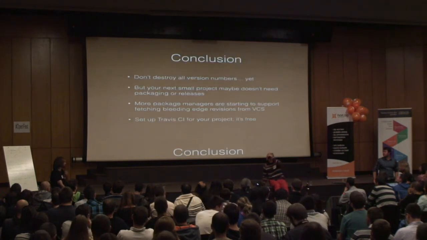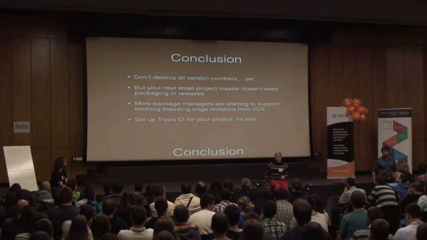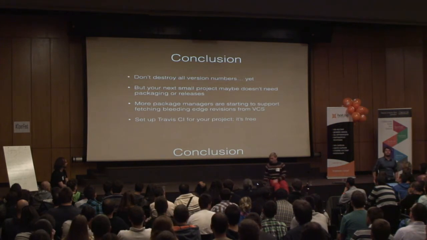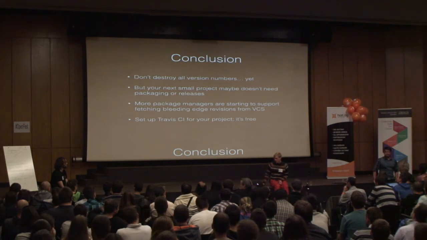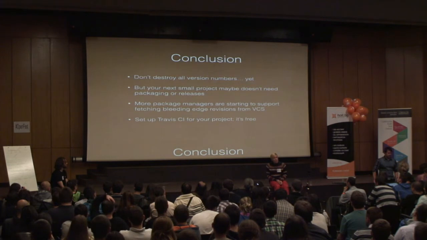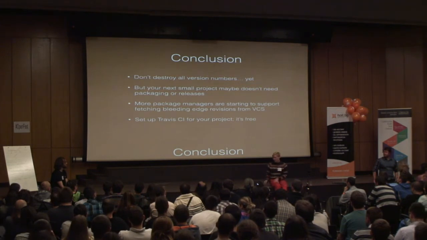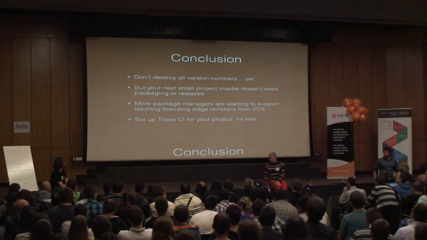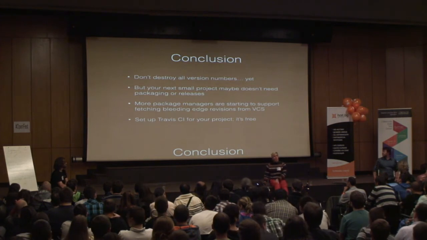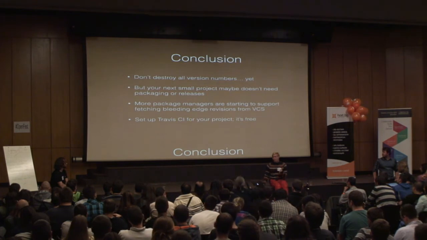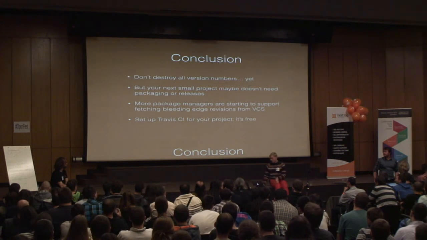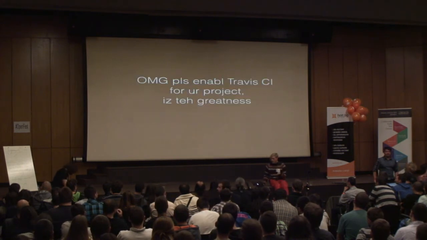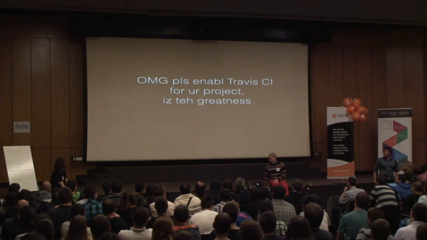So in conclusion, we are not ready yet to abolish all version numbers, but we have options. For your next small project, maybe you don't need packaging or releases, especially tarballs and zips. I mean, who uses that anymore? And more package managers have started to support fetching bleeding edge revisions from version control systems. So you can update fast, you can update often, you can update every day. And set up Travis CI for a project. It's free. It's very important because humans are faulty, they have bugs. CIs sometimes have bugs, but not as many as you do. Set up Travis CI for your project, and thank you.